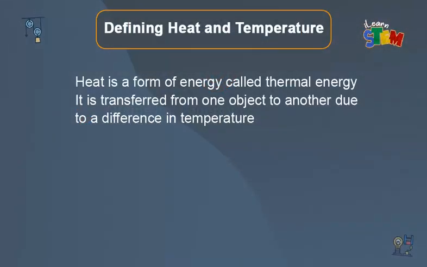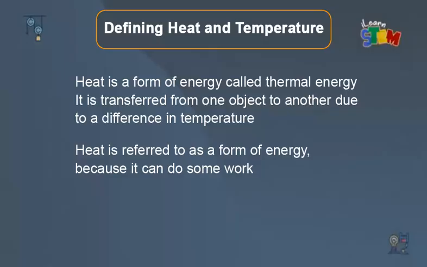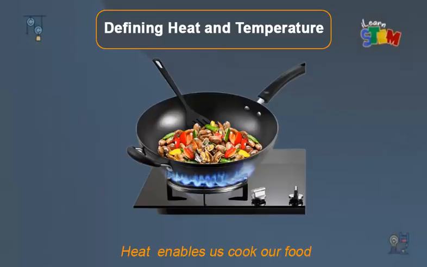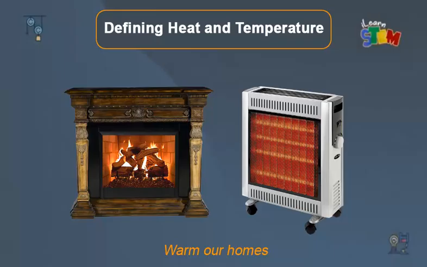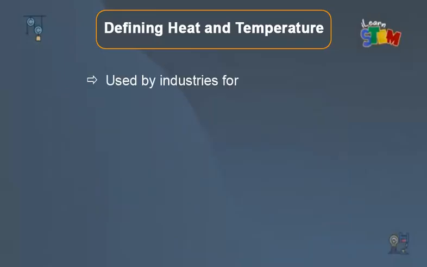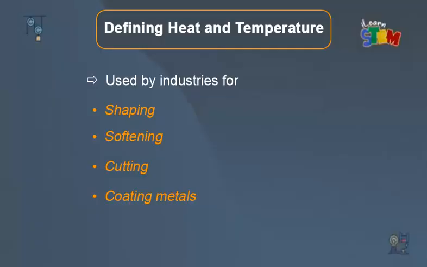Heat is a form of energy called thermal energy. It is transferred from one object to another due to a difference in temperature. Heat is referred to as a form of energy because it can do some work. And what are those works? It can cook our food, dry our clothes, warm our homes, and it is even used by industries for shaping, softening, cutting and coating metals.